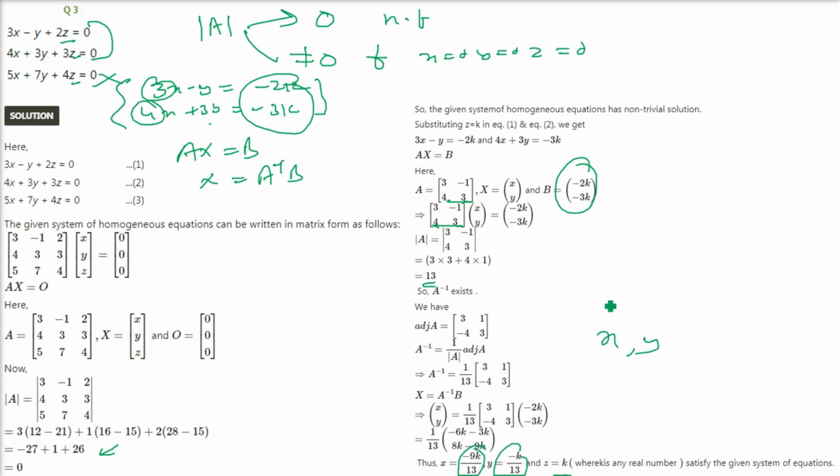Z is equal to k, so x is minus 9k by 13 and y equals minus k by 13 in this particular case, and z equals k. So just to please your examiner, you can put these values in the third equation and you can show, oh, this works.